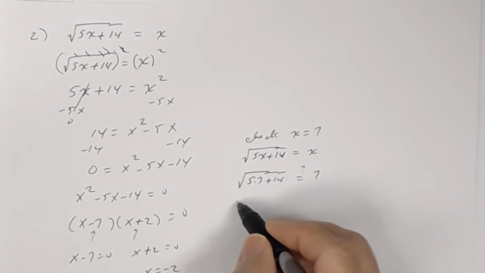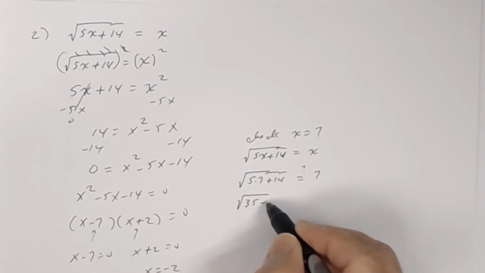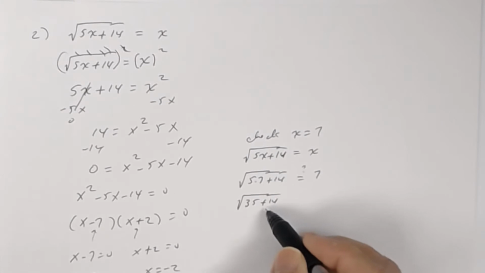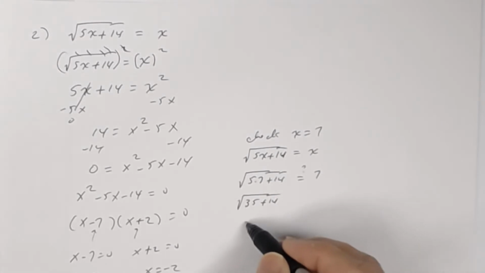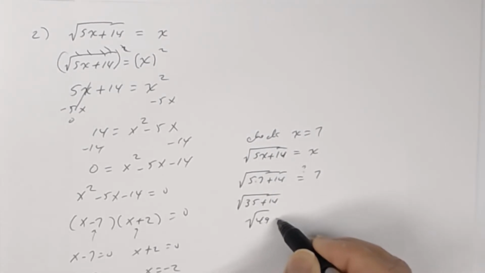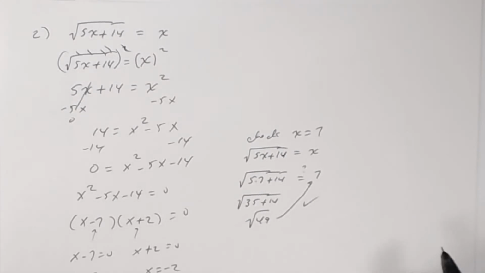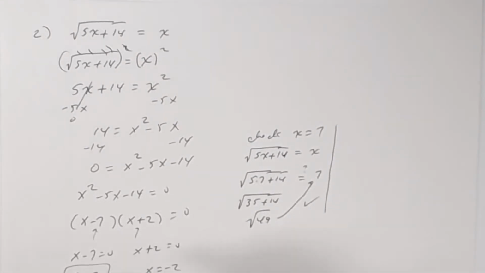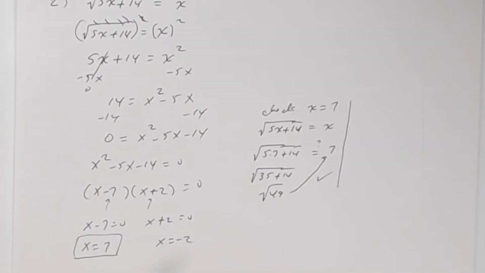5 times 7 is 35, so I get the square root of 35 plus 14. And 35 plus 14 is 49, and the question is, is the square root of 49 equal to 7? Yes, it is. So that's that one. So right away I can say 7 is a solution. 7 will be a solution, so I'm going to box it up. I'm going to circle it.